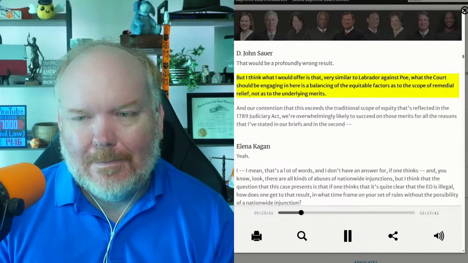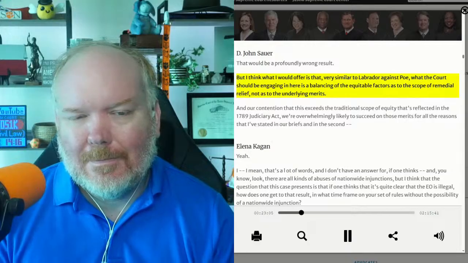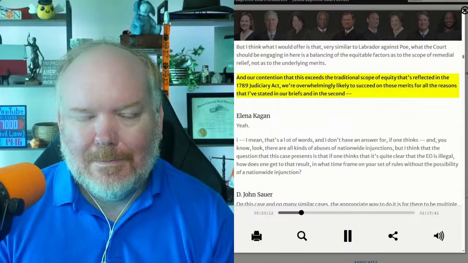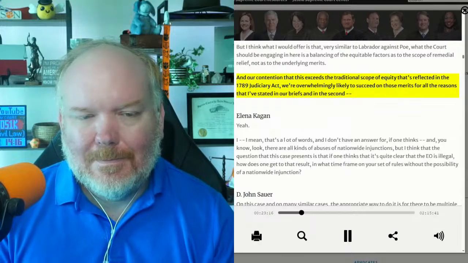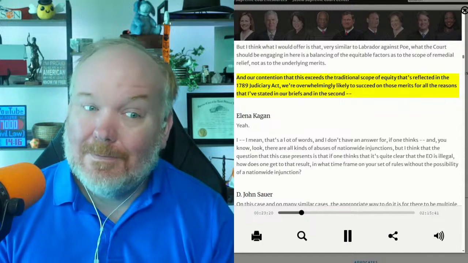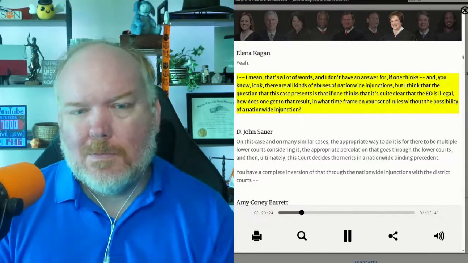That would be a profoundly wrong result, but I think what I would offer is that, very similar to Labrador against Poe, what the Court should be engaging in here is a balancing of the equitable factors as to the scope of remedial relief, not as to the underlying merits. And our contention that this exceeds the traditional scope of equity that's reflected in the 1789 Judiciary Act, we're overwhelmingly likely to succeed on those merits for all the reasons that are stated in our briefs. I mean, that's a lot of words, and I don't have an answer.